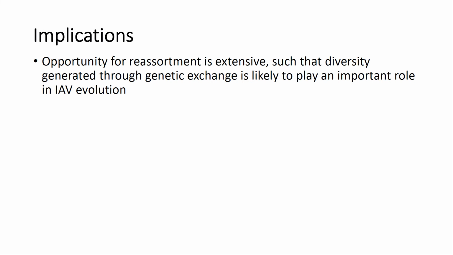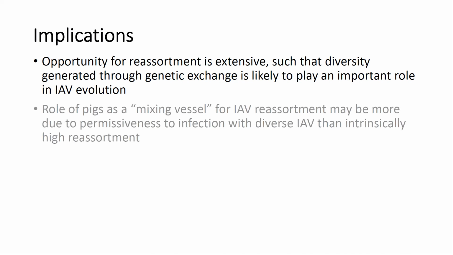So one implication of these findings is that opportunity for reassortment within a host does appear to be extensive, and we therefore think that the diversity generated through reassortment is likely to play an important role in influenza A virus evolution. I introduced this idea that pigs are a mixing vessel for influenza A virus reassortment.